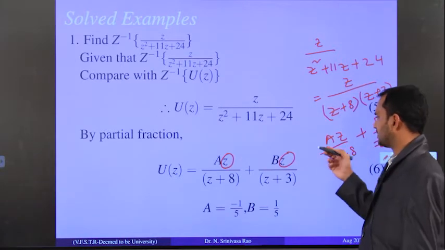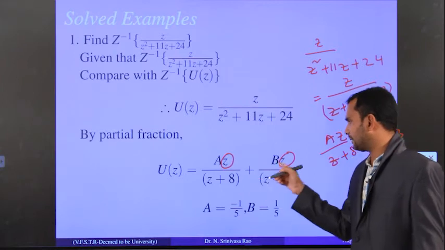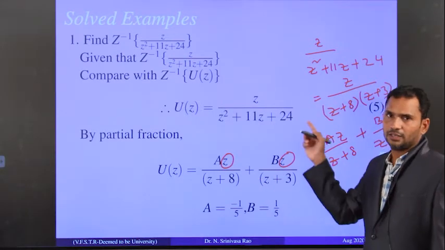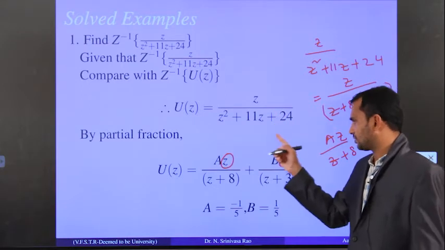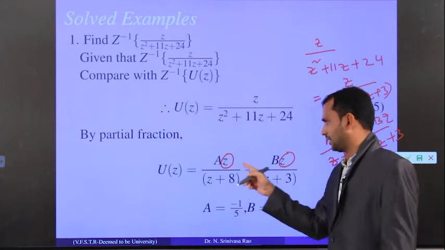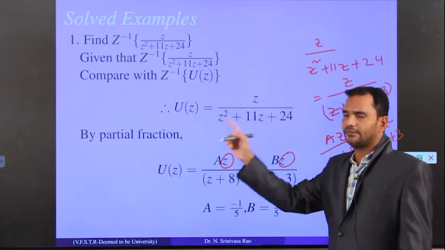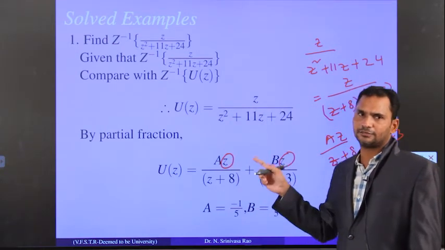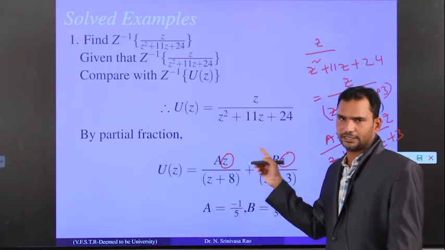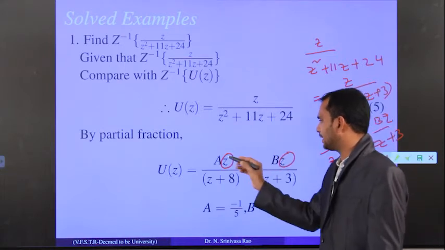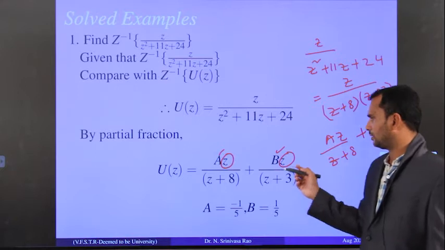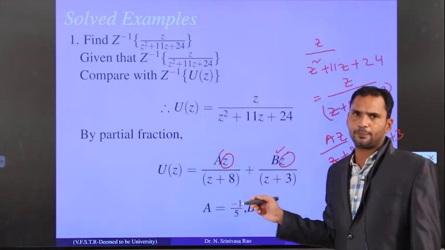The general partial fractions is A by z plus 8 plus B by z plus 3. But when you are finding z inverse of U of z, what you have to extra do is just multiply with the z extra. The reason is, since in every z transform formula we have z as a common factor in the numerator, that is why we did this. So now your target is to find the A value and B value. You already know how to find A, B values.